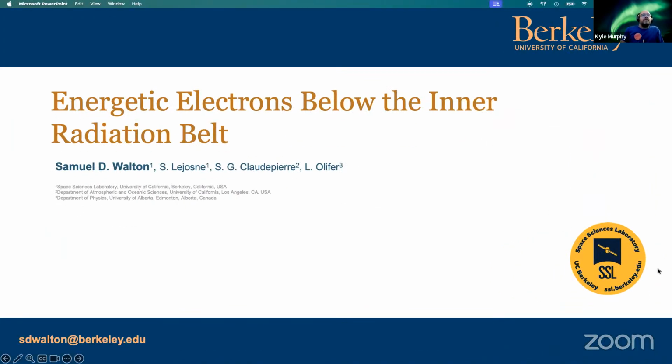Currently, Sam is a postdoc at the University of California, Berkeley, where he studies the dynamics of the coupled magnetosphere-ionosphere system, including the inner radiation belt, the outer radiation belt, and energetic particle precipitation. I'm happy to have Sam here with us today to discuss characterizing electron fluxes below the inner radiation belt. If you'd like to take it away, Sam.